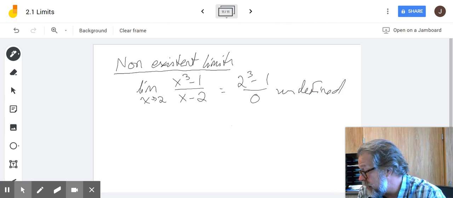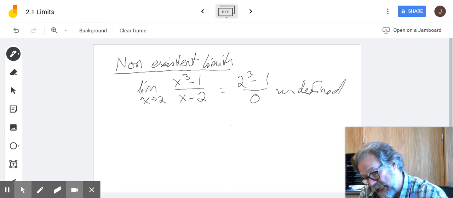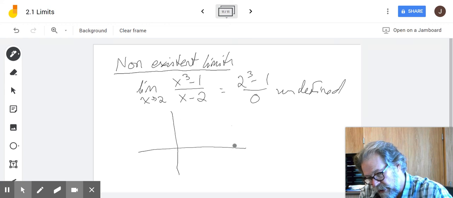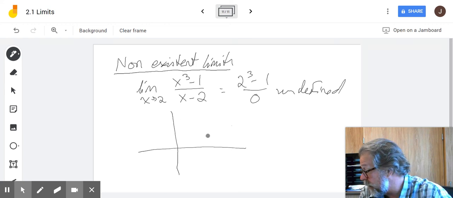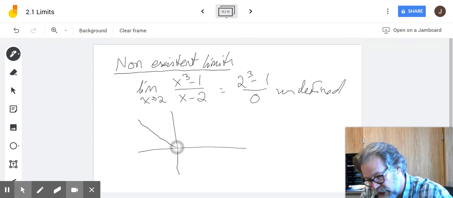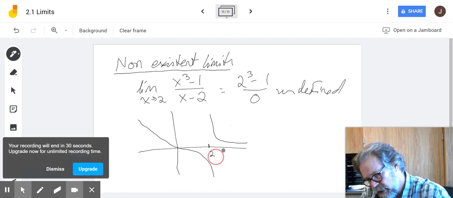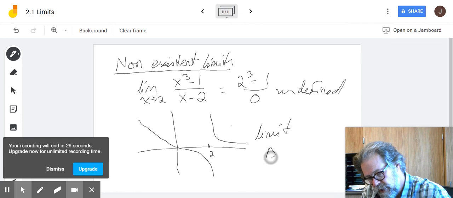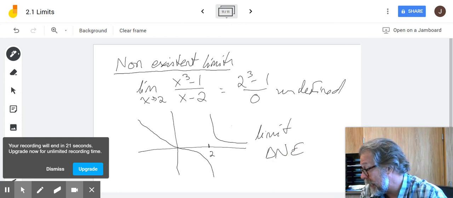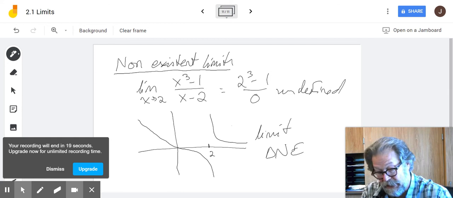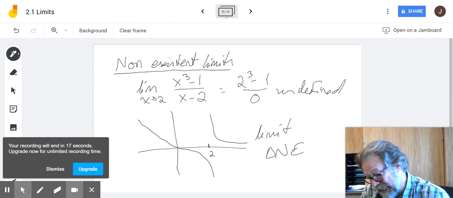So what I need to do is take a look at the graph. In this case, I'm going to look at the graph of this function, and what I see is that it comes down and does something like this. And I'm going to say that this limit does not exist because it depends on whether I'm coming from the left or coming from the right. It's different, and we'll talk about that a little bit later.